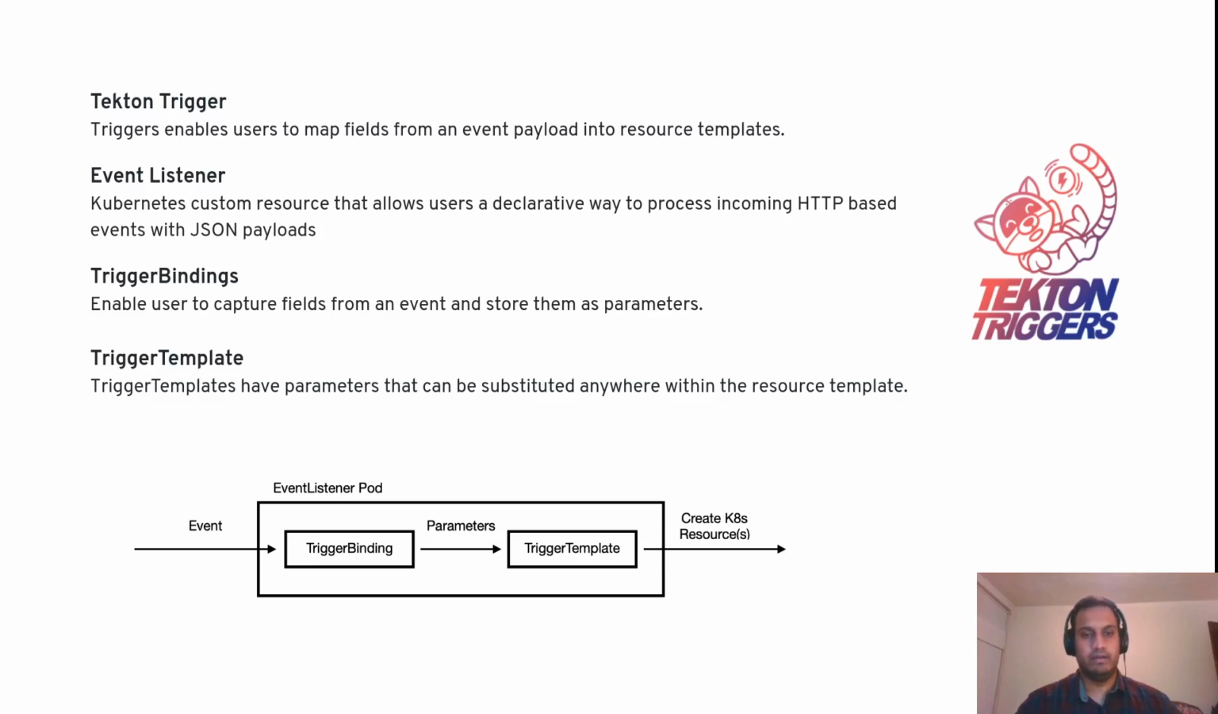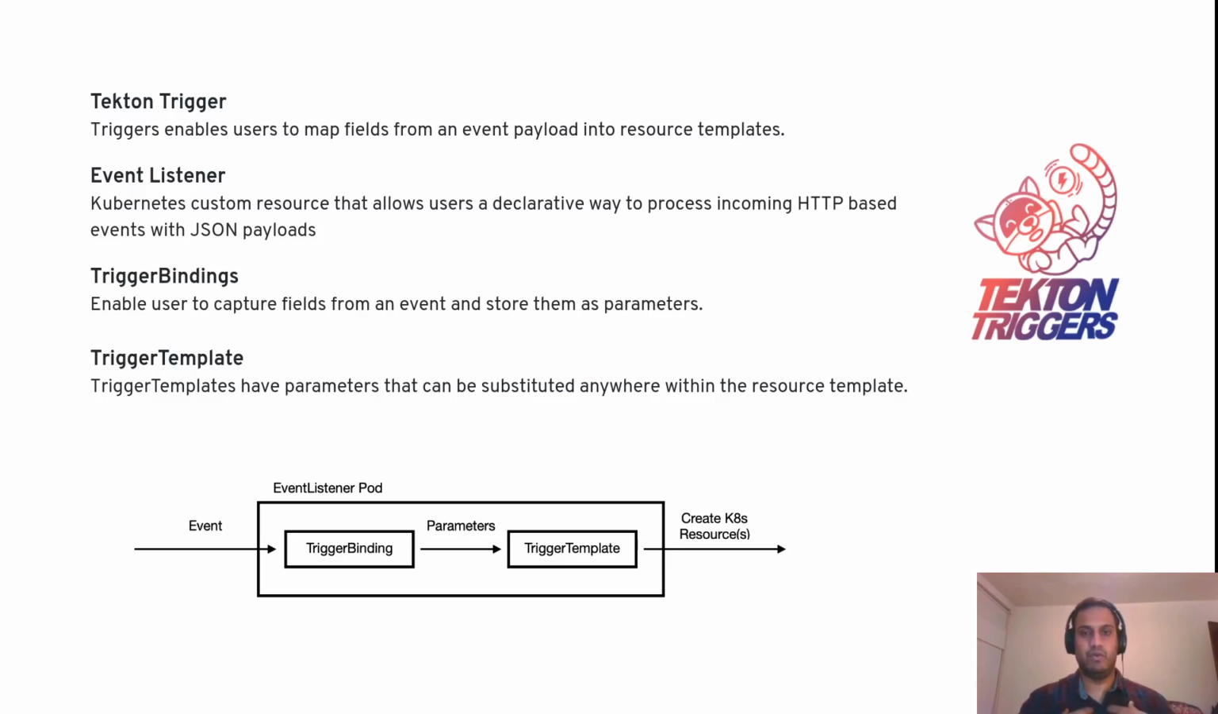The JSON payload from this event listener is passed to the trigger binding. Trigger binding maps the content of the JSON payload to gather the required parameters. These required parameters are then provided to the trigger template, and the trigger template passes those parameters to the pipeline run. So this describes the basic concepts of Tekton triggers and Tekton pipelines. Using these components, we can build the whole CI/CD system.